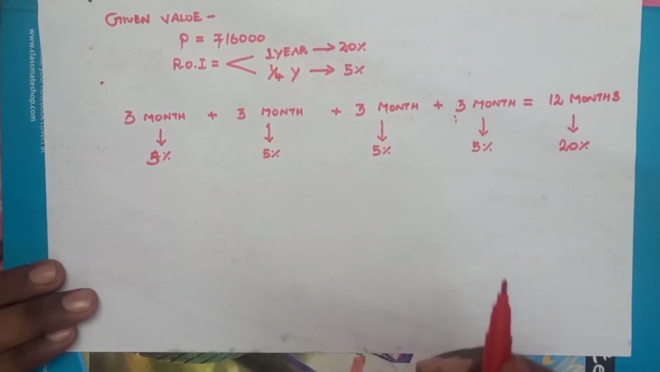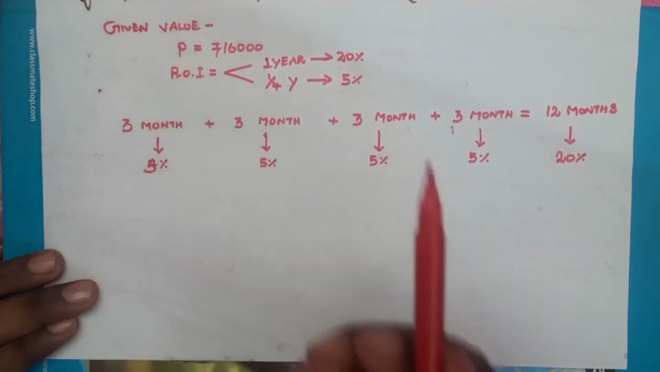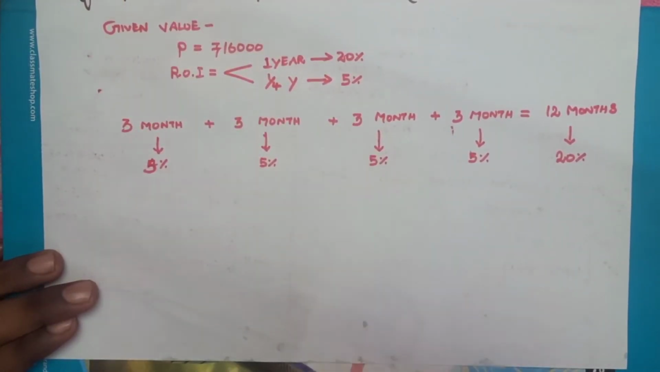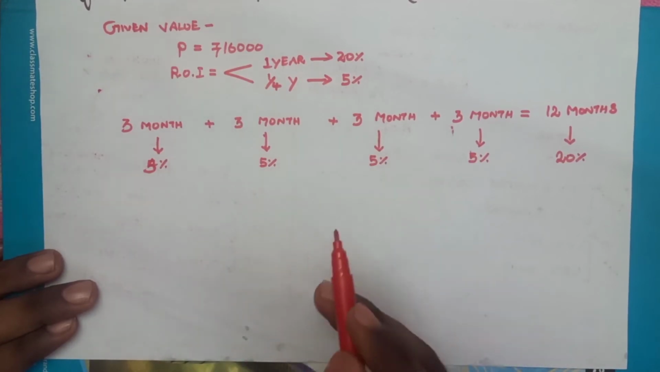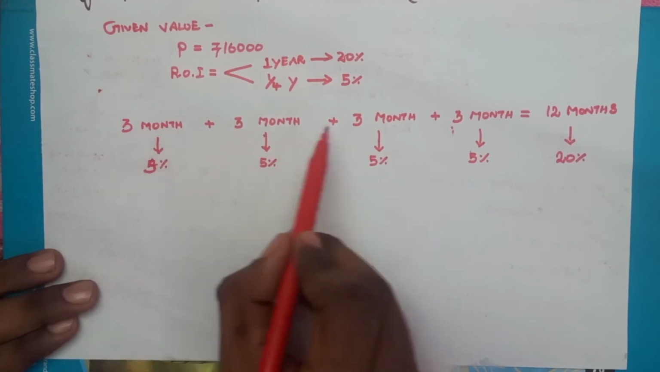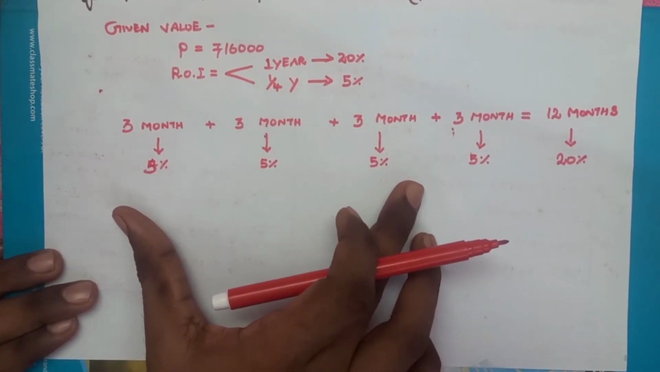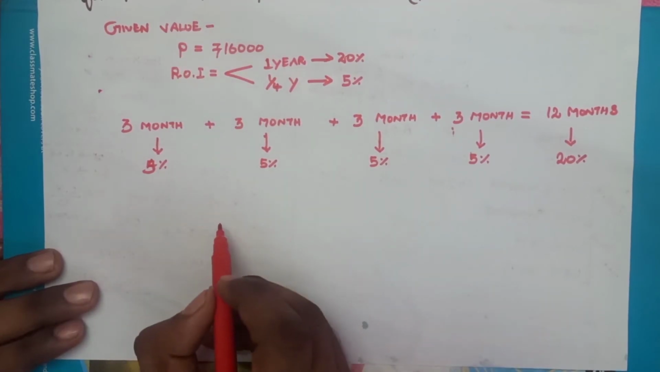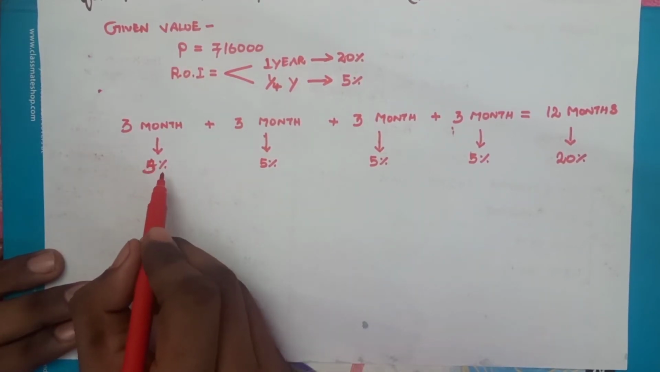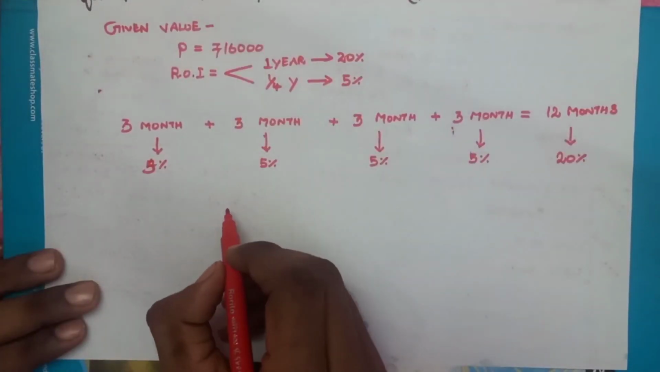It's clear? And what they have asked, compound interest for 9 months. So if you want to calculate the interest amount for 9 months, how many times you calculate the compound interest? 3 plus 3 plus 3, that is equal to 9. That totally 3 times you will calculate your compound interest amount. Then what is your first time compound interest amount? So 5% of 16,000 is what?